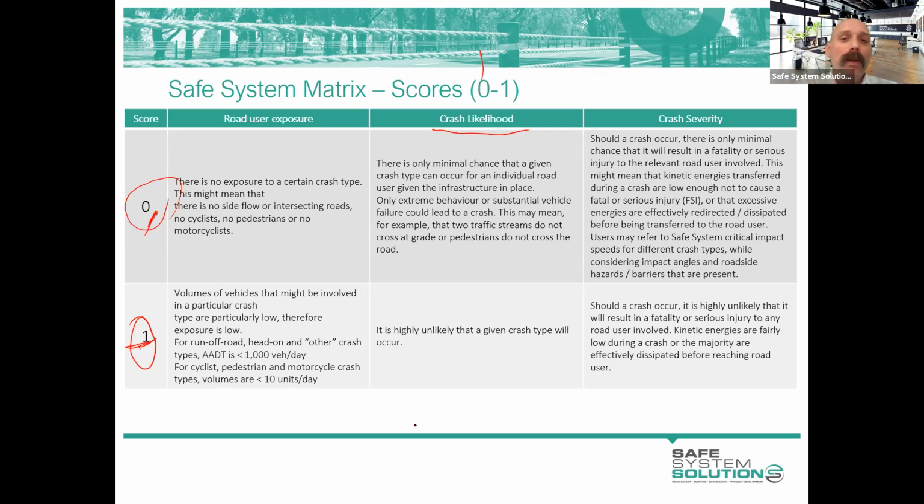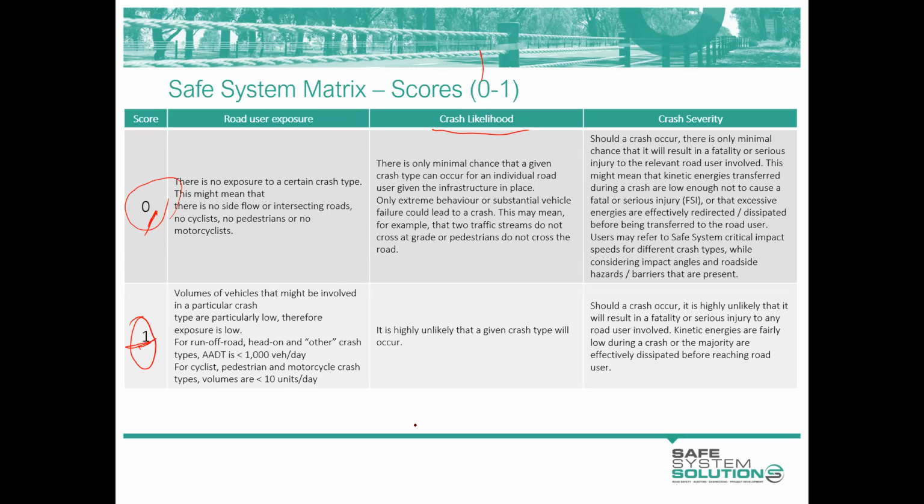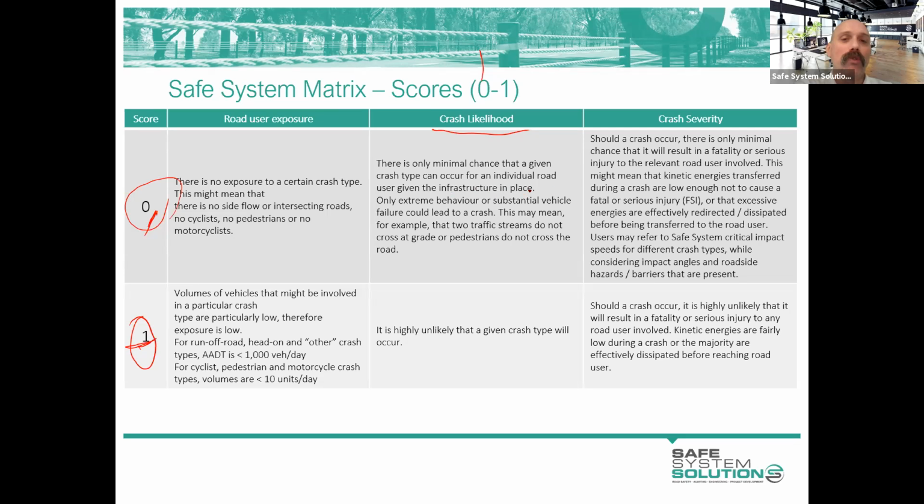Now, it would be very, very rare that you would ever put a 0 in crash likelihood. There is only minimal chance that a crash type will occur for an individual road user given the infrastructure in place. Only extreme behavior or substantial vehicle failure could lead to a crash. This may mean, for example, that two streams of traffic don't cross each other at grade. So you'd probably put that more into your exposure if you have grade separation, maybe thinking a little bit about the tie-in points and on-ramps and the like.